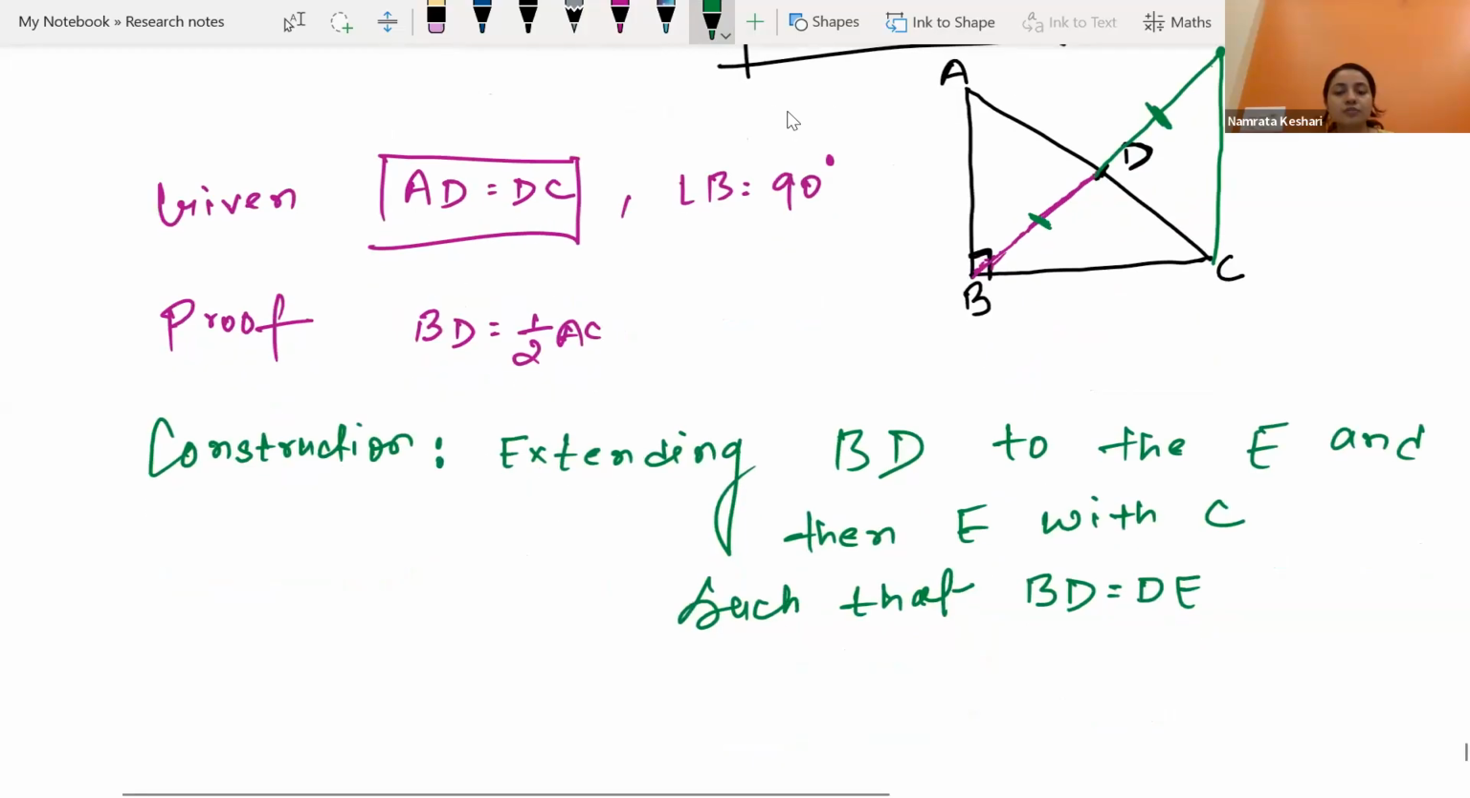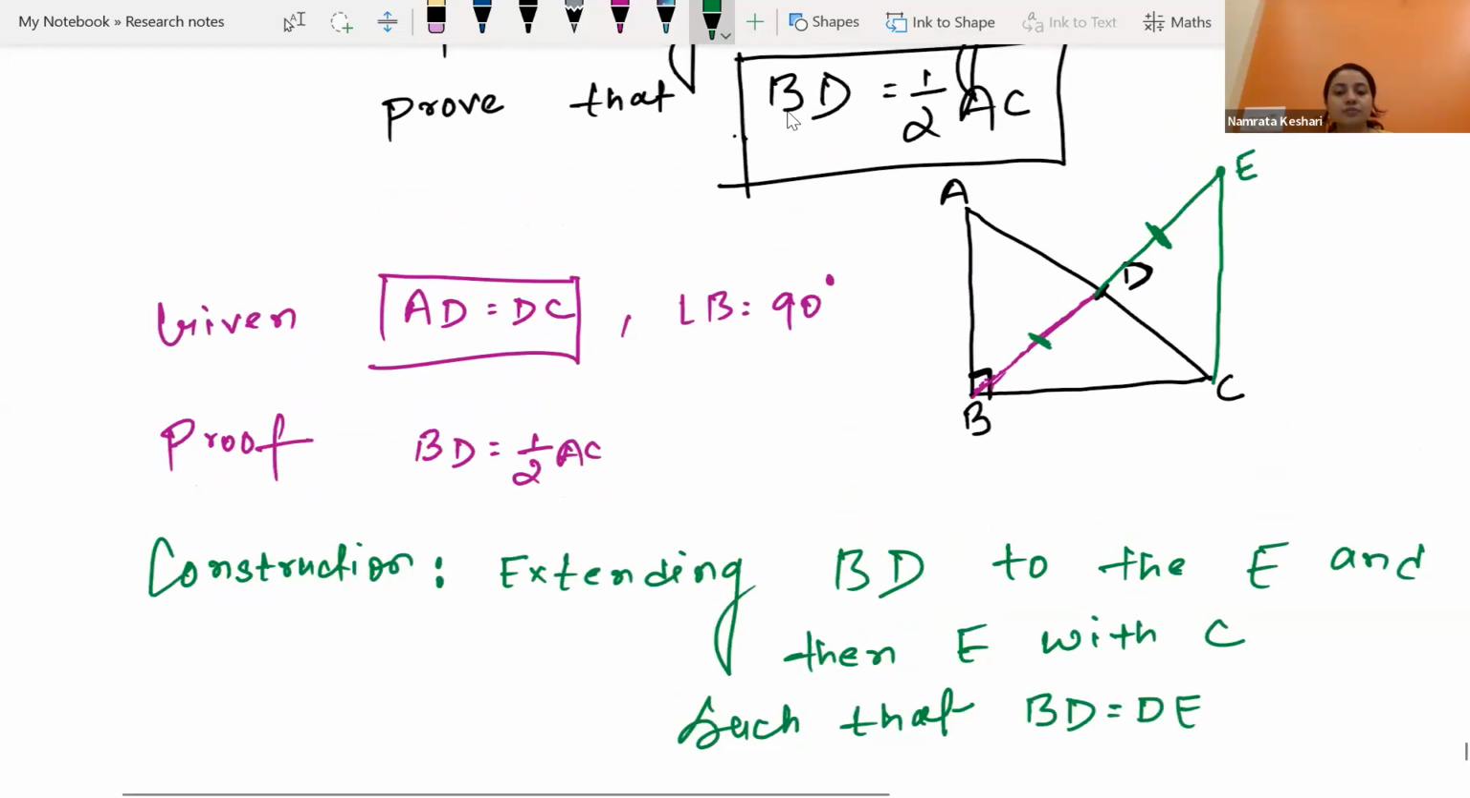Let's move. Any confusion so far to anyone? The construction part, is it clear to you? Yes, ma'am. Clear.